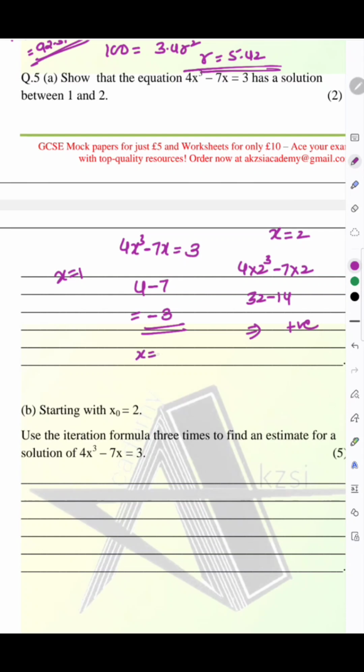At x equals 1, we are getting negative 3, and at x equal to 2, we are getting 18. So 3 is lying in between. The solution 3 is lying in between. That means the value of x is also lying between 1 and 2. And yes, this proves that the solution is lying between 1 and 2.